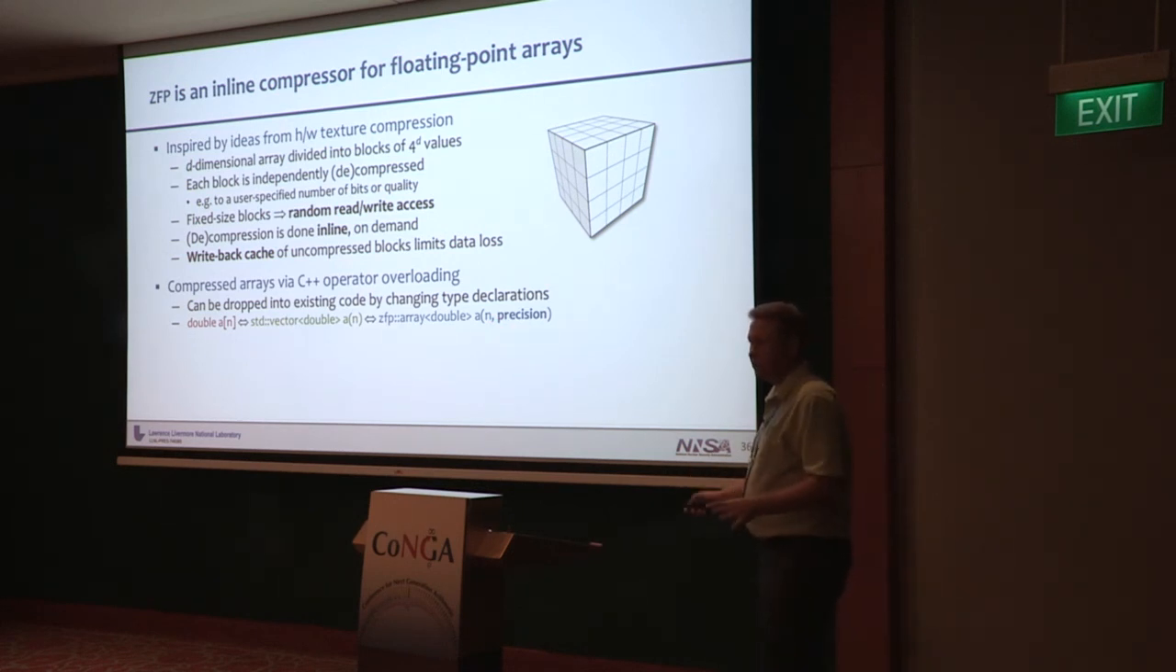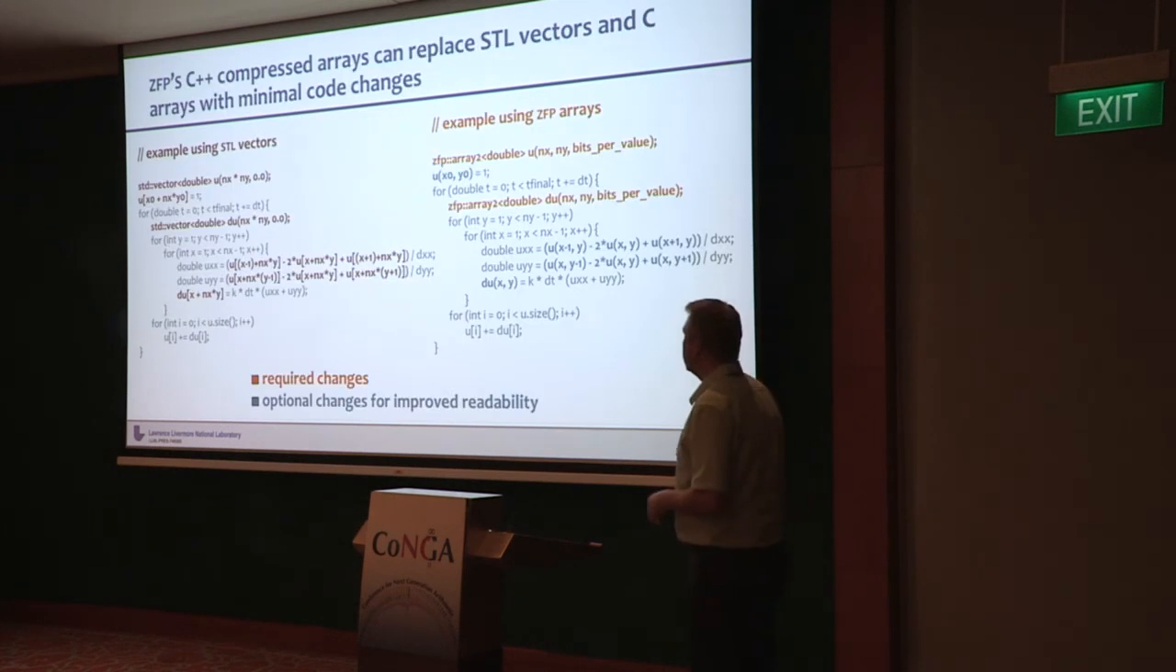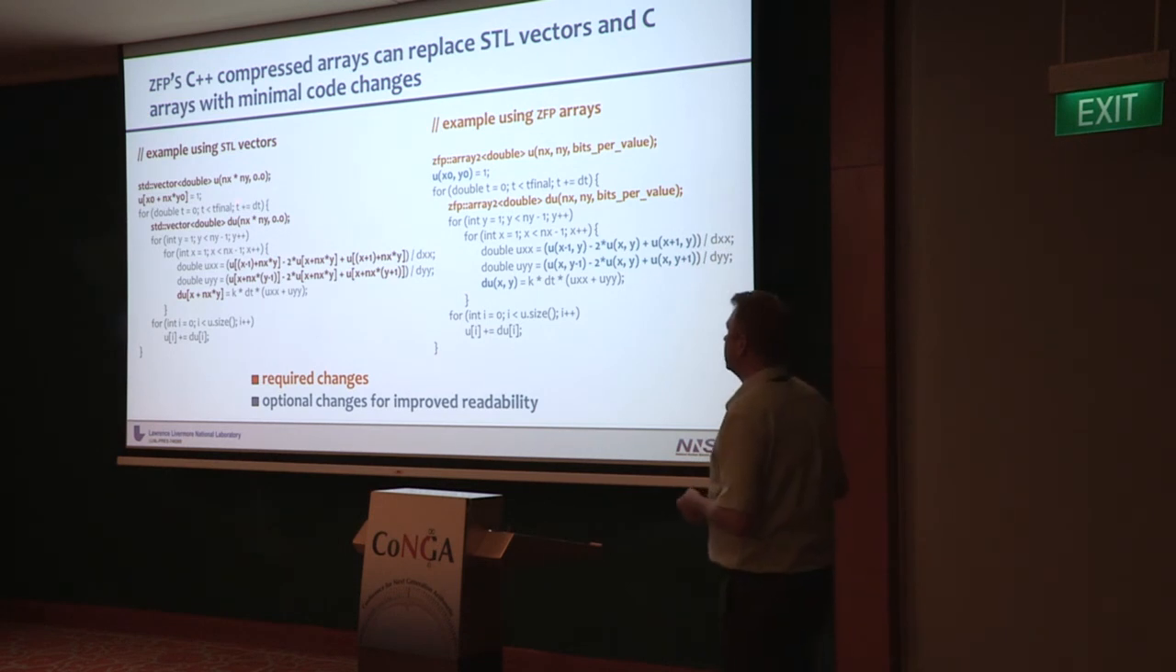The compressor does the rest. These arrays act just like regular arrays, and you don't really know. So just to illustrate my point, here's an example. This is sort of the inner loop of a diffusion code where we used STL vectors on the left and these compressed ZFP arrays on the right.